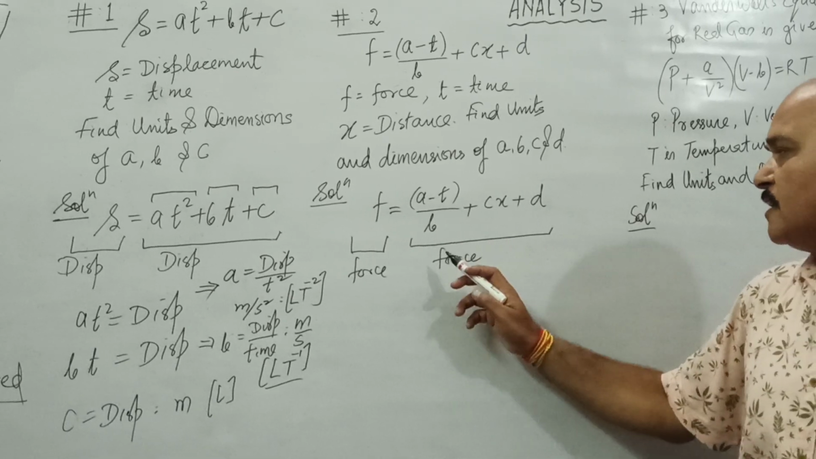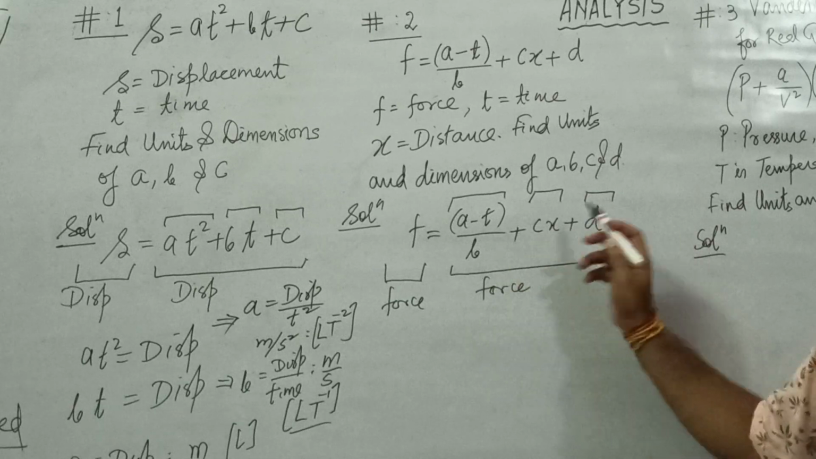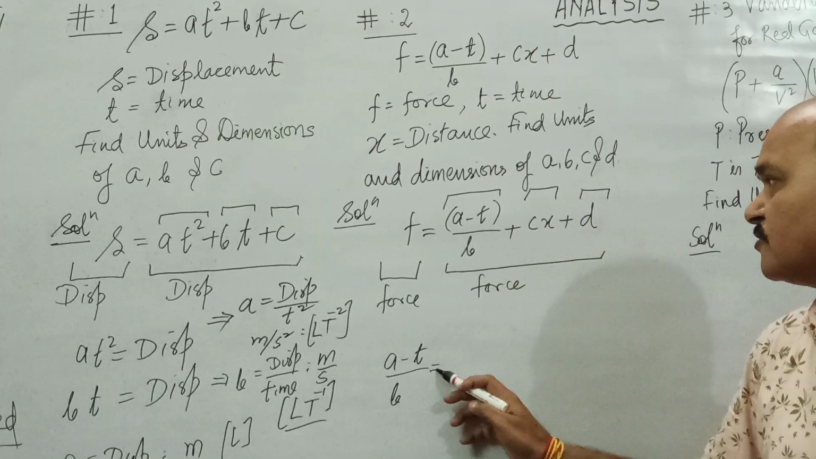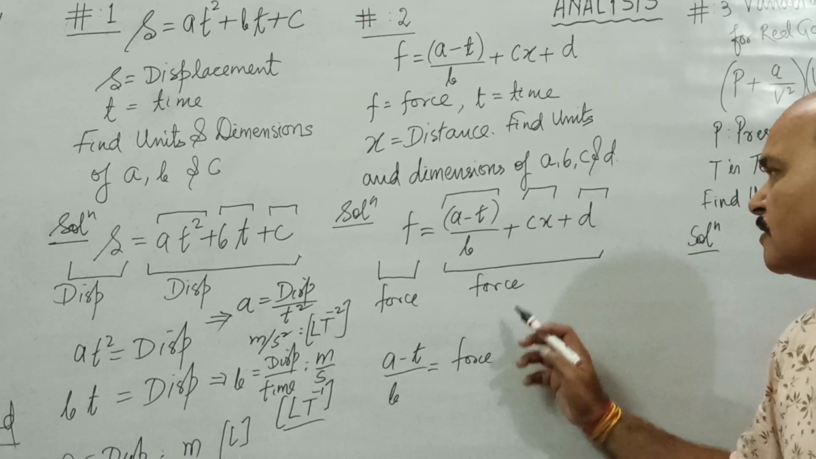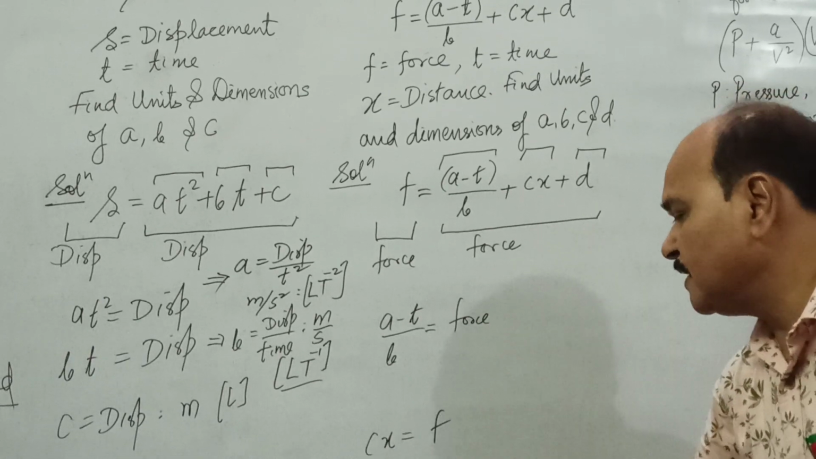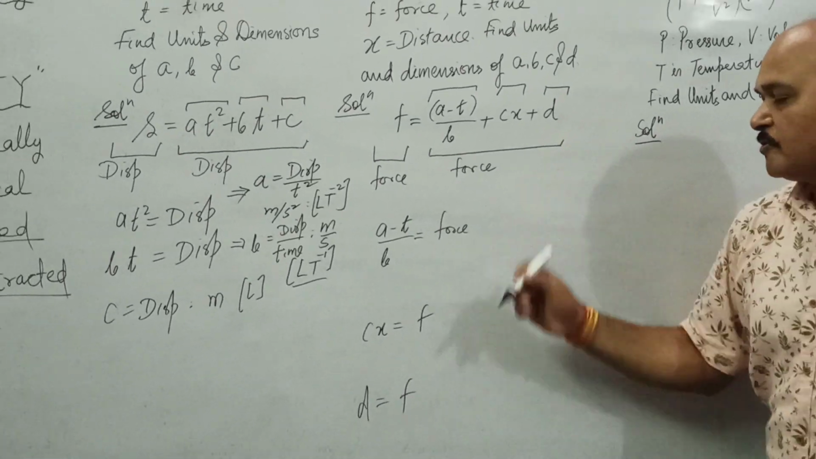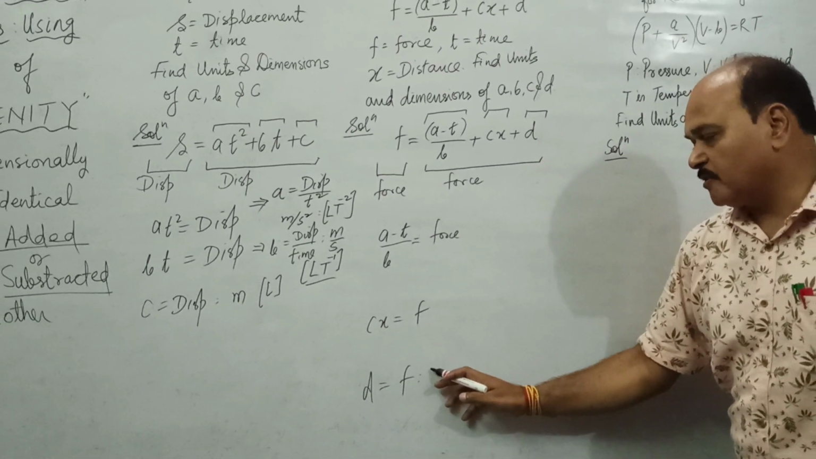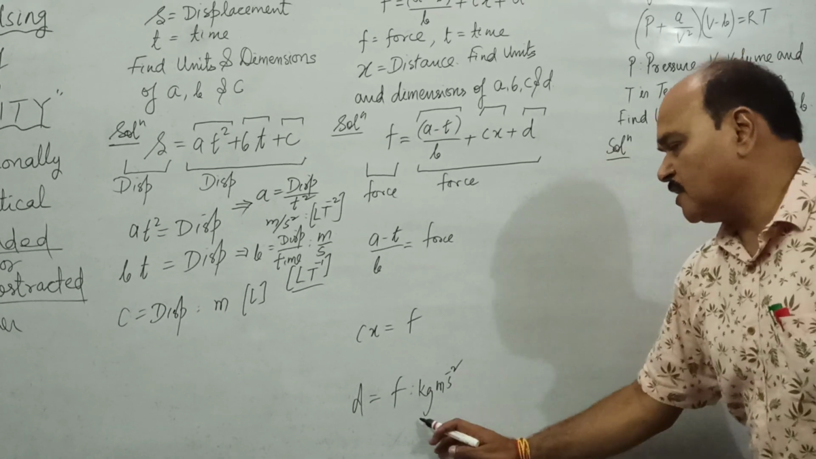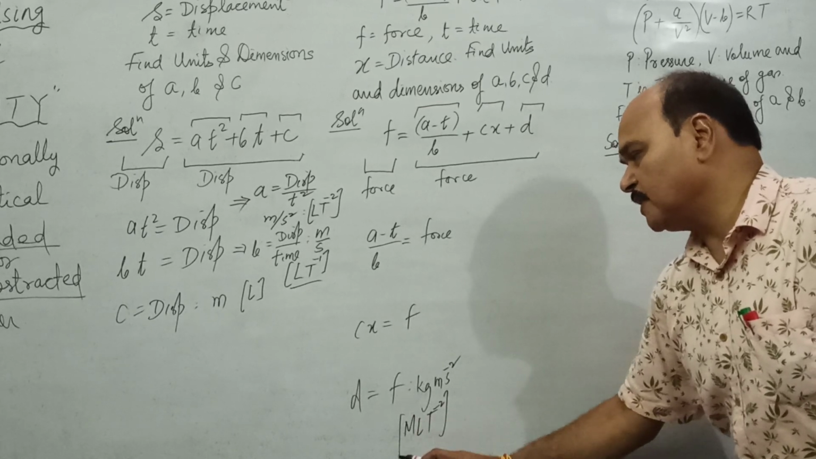Now this right hand side consists of 3 different terms being added to each other. So these 3 terms, (A minus T) upon B, that has to be what? Force. Even Cx has to be what? Force. Or even D has to be what? Force F. If D happens to be force, in that case its unit is going to be what? Kilogram meter per second square, or dimensional formula is going to be MLT minus 2. See, we have found out D.